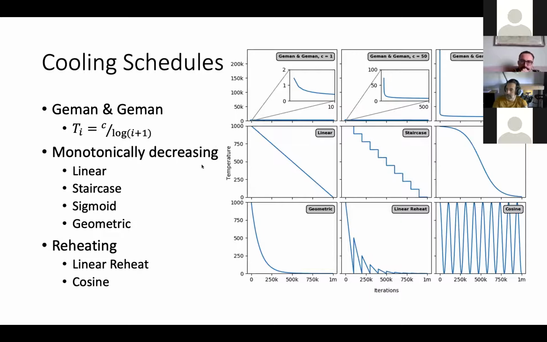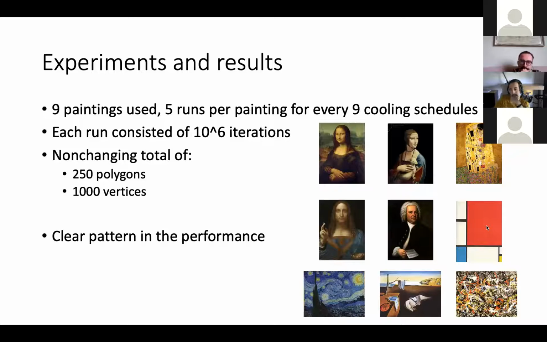Next to that, we used 4 monotonically decreasing cooling schedules. So we have the linear cooling schedule, the staircase, the sigmoid, and the geometric. And finally, we have used 2 reheating cooling schedules, which are the linear reheat and the cosine. For our experiments, we've used 9 paintings, which are shown over here. For every painting, we used every cooling schedule, and we ran that 5 times. Every run consisted of 1 million iterations. And for the constellation, there was a non-changing total of 250 polygons and 1,000 vertices distributed over those polygons.